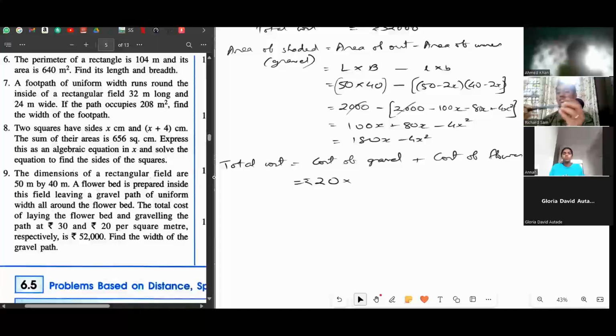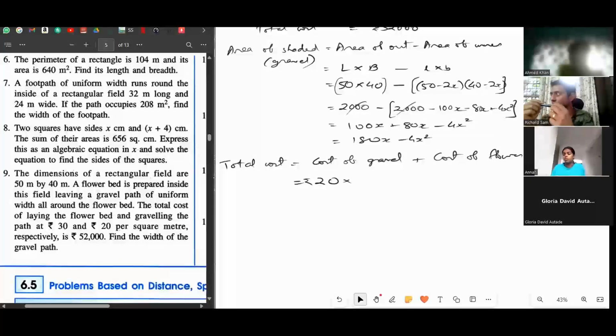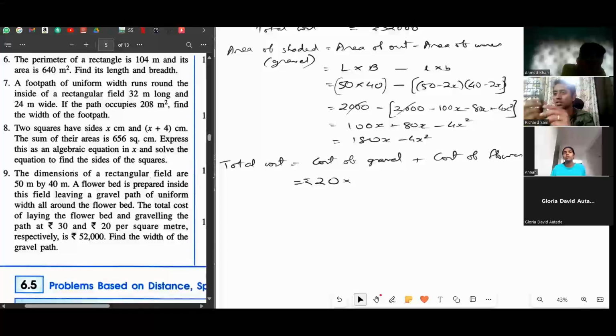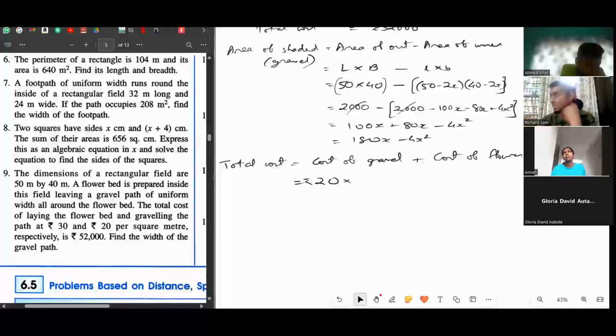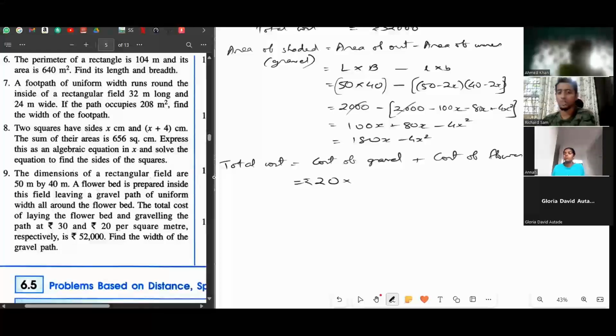If 1 pen is 5 rupees, 10 pens will cost how much? 50. How did you get 50? 5 into 10. So you're multiplying the cost of 1 pen with what? The number of pens, the quantity. So here also, the cost of total gravel will be 20 into what?